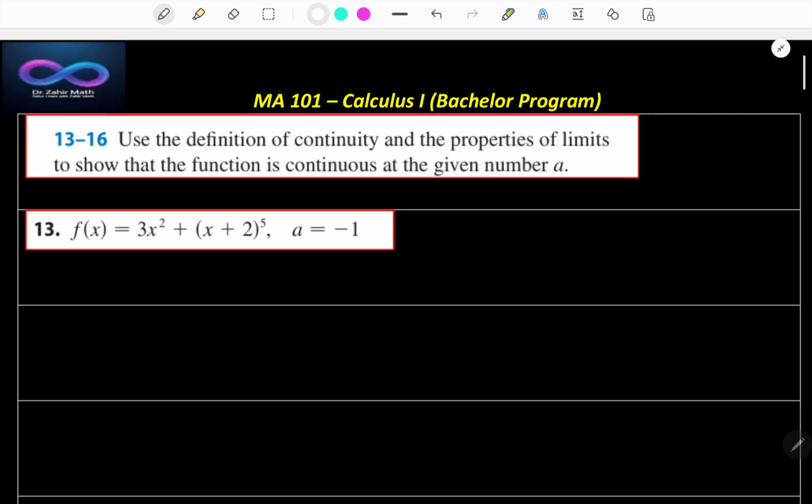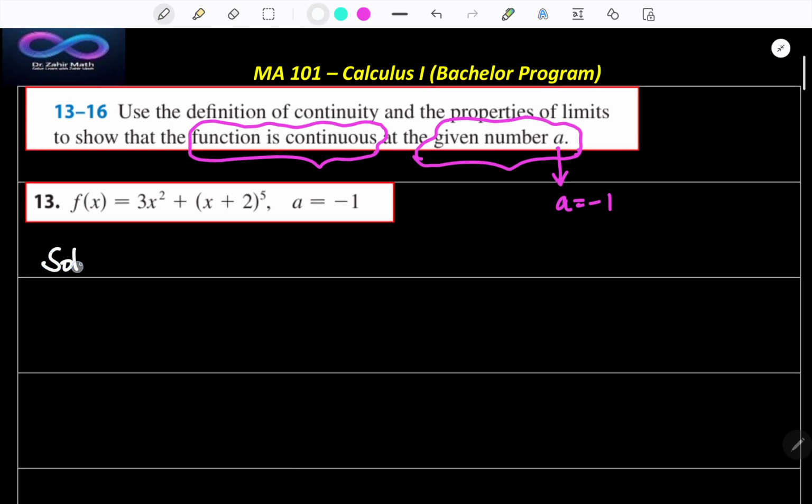Let's go to the first question. Use the definition of continuity and the properties of limits to show that the function is continuous at the given number A. So this is the place you are going to concentrate: at the given number A. What is your A? A is given as -1. Now let us start the solution.